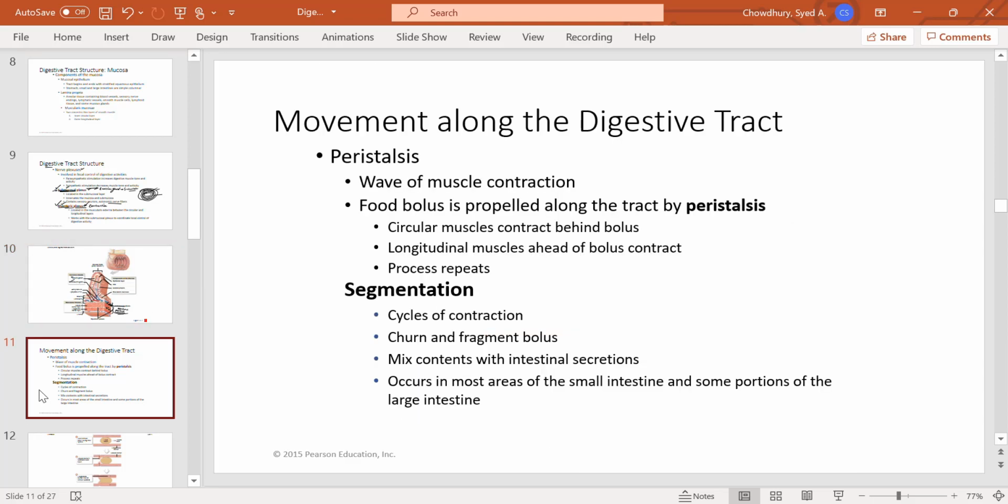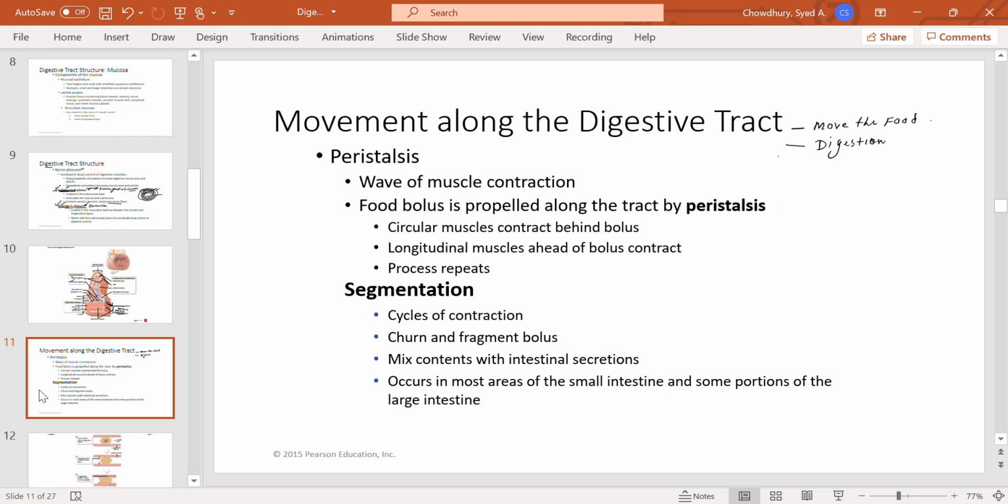Movement of the GI tract. Different types of movements occur in the GI tract. Movement is important to do what? To move the food. You know, food must move downwards, right? It cannot stay. Move the food, and also to break the food, or digestion.